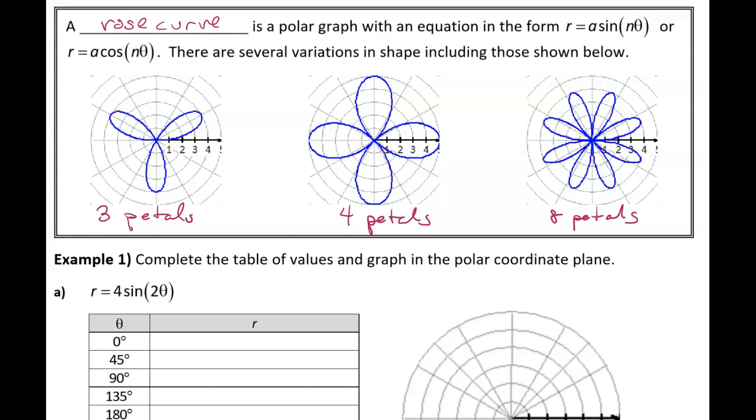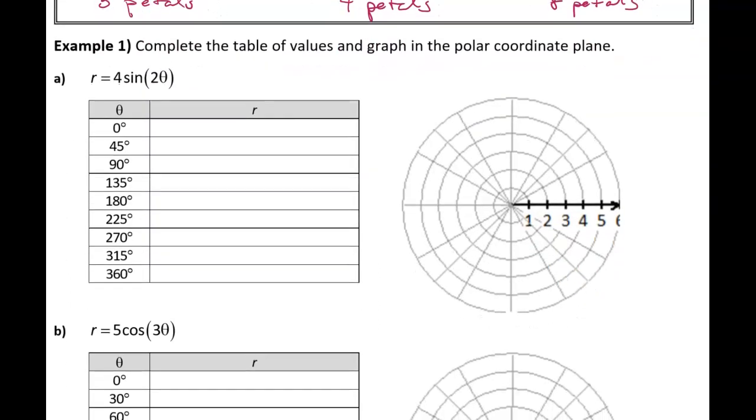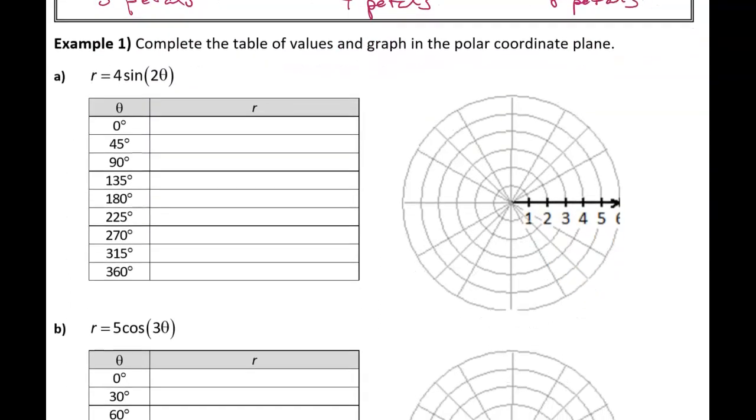We're going to start out the same way that we did before with a table of values to get an idea of what these look like. So let's make some extra columns here. We need to double the angle, and then we need to take the sine of that double angle before we can get the radius value.